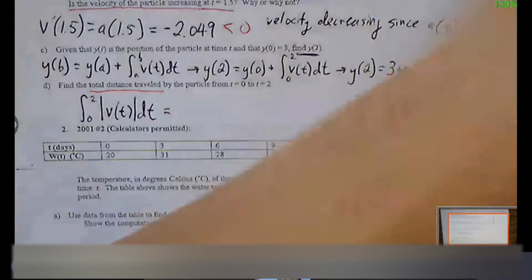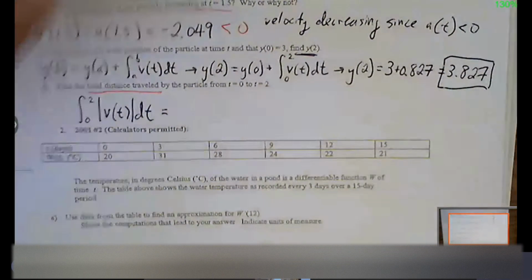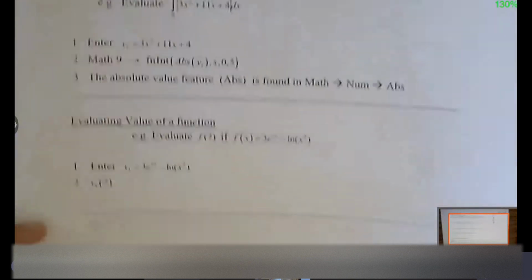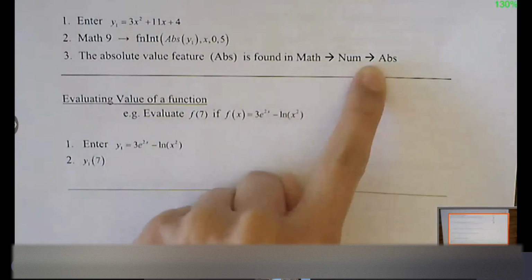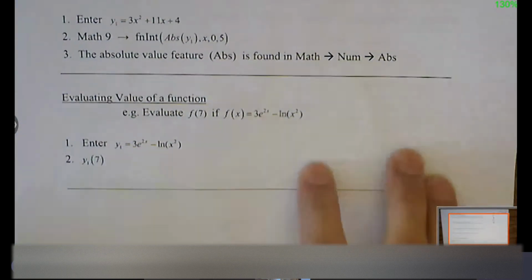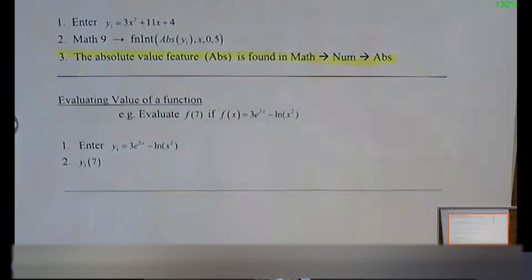Now there's a keystroke for this on the calculator for us to get to that absolute value. So on your summary sheet here, let me go through those keystrokes. Absolute value is stored under math number ABS. So this is going to be the same keystroke between the 84 and the 36 Pro, so that's good. But I'll show them on both. Absolute value feature, math number ABS.